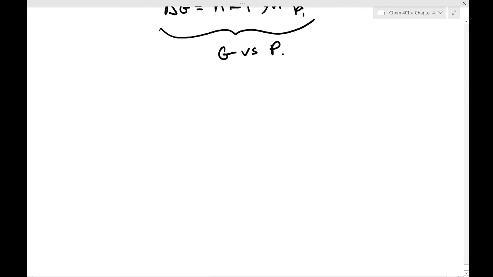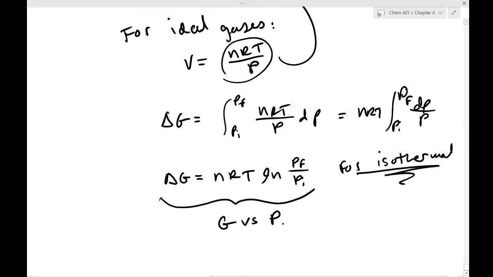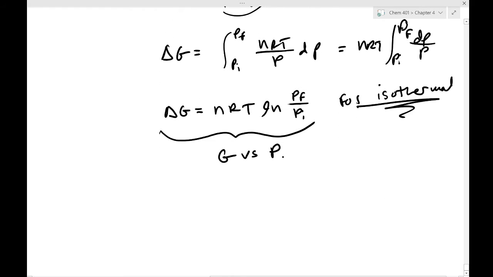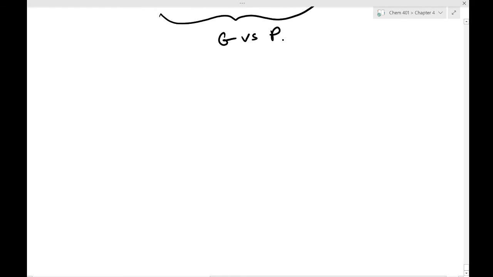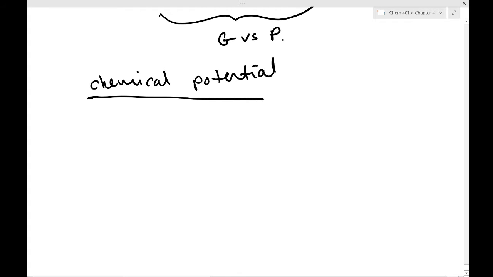Now I'm going to move into something a little bit different. So let's actually start talking about some chemistry. If you've noticed, so far, we have been focused almost exclusively on physical changes.